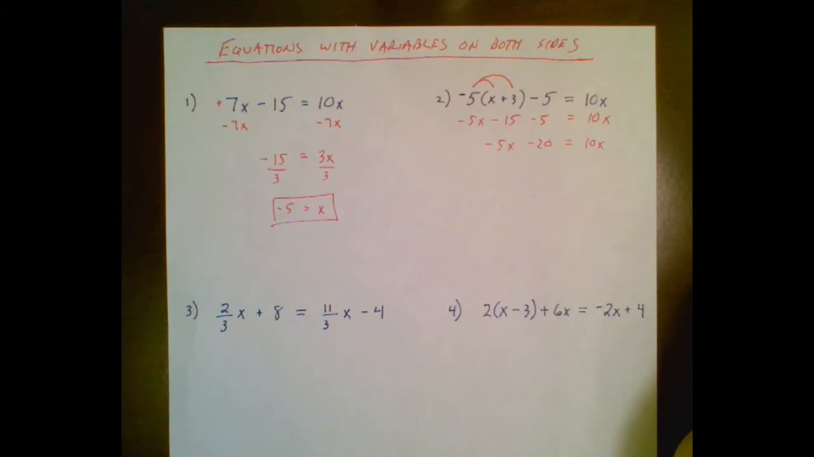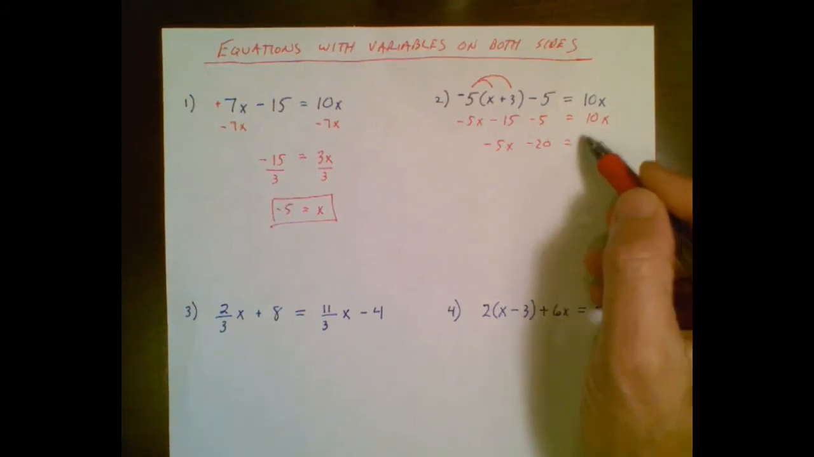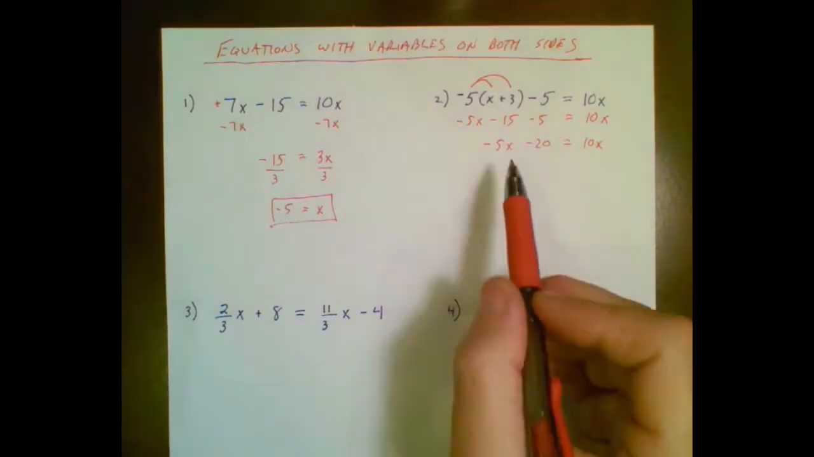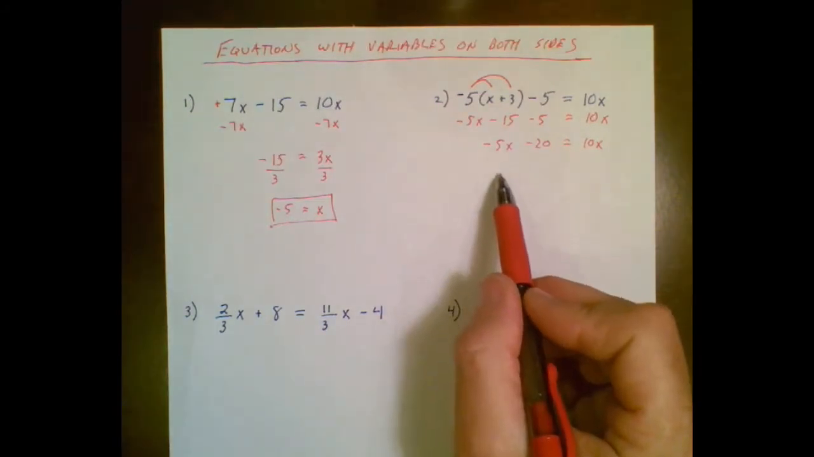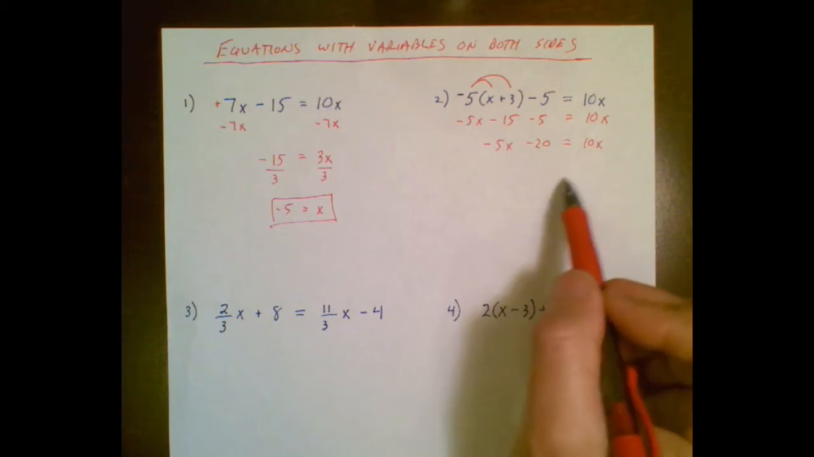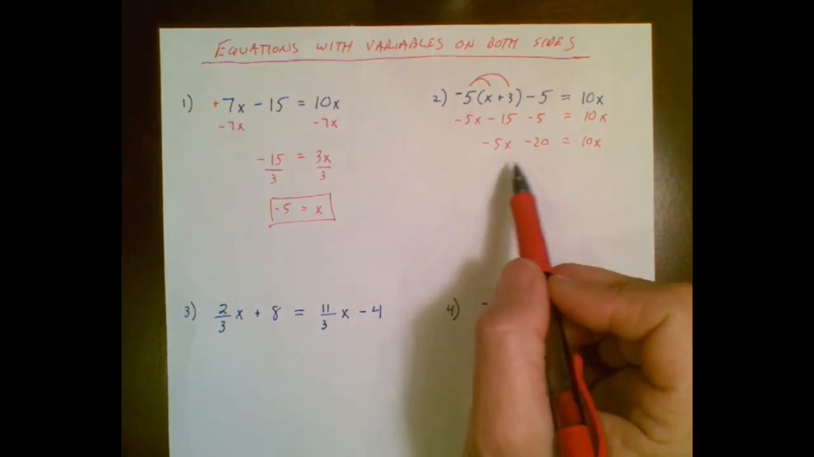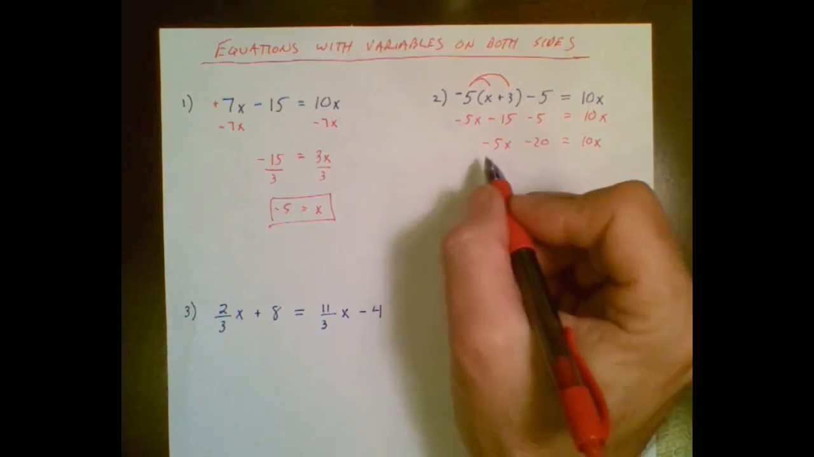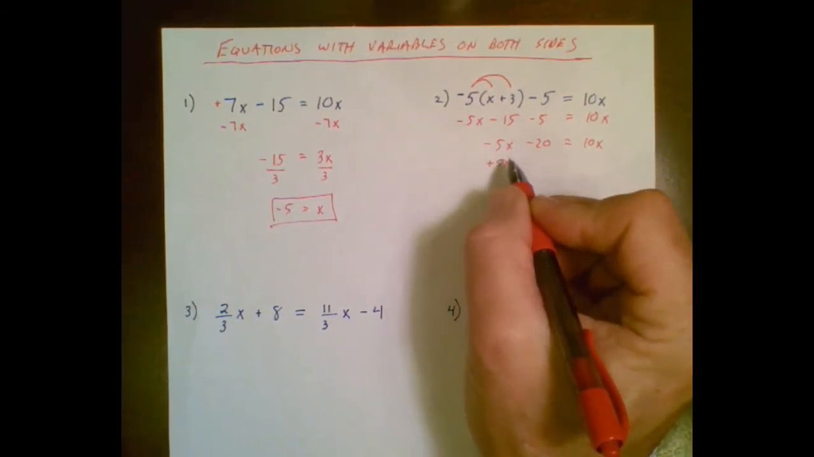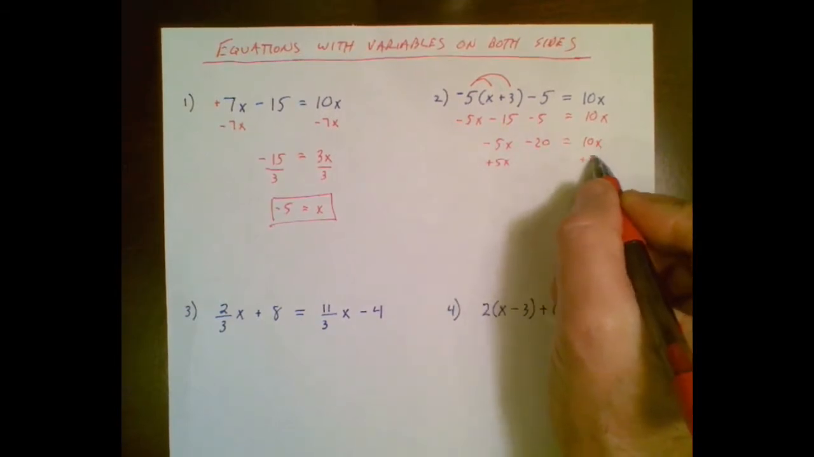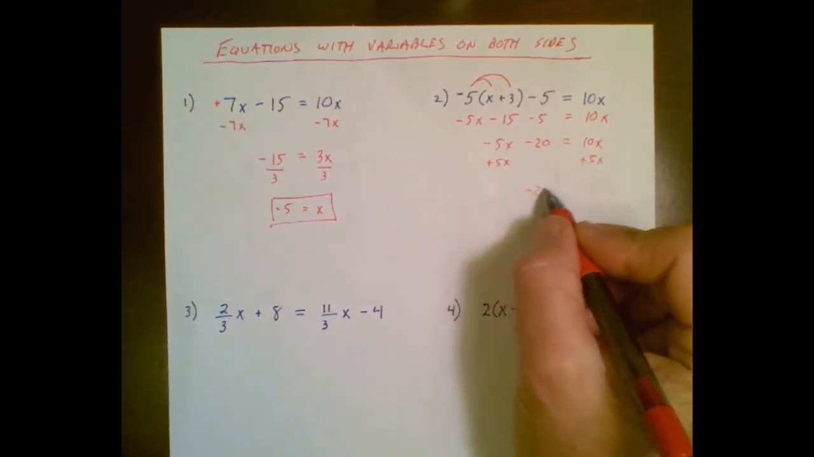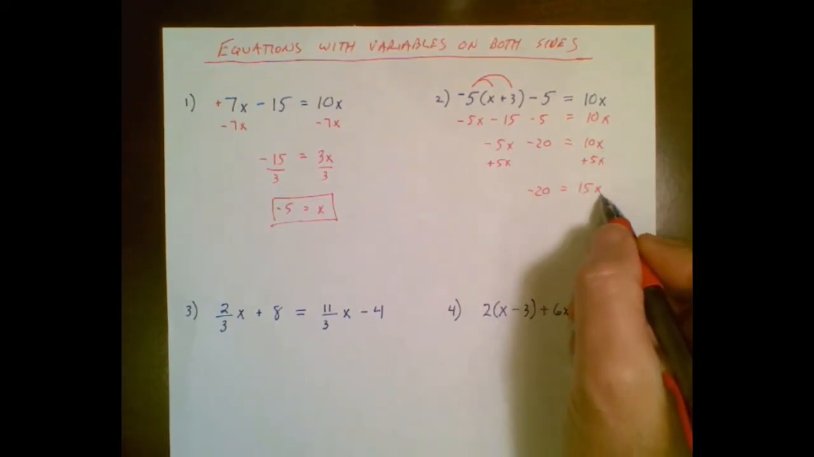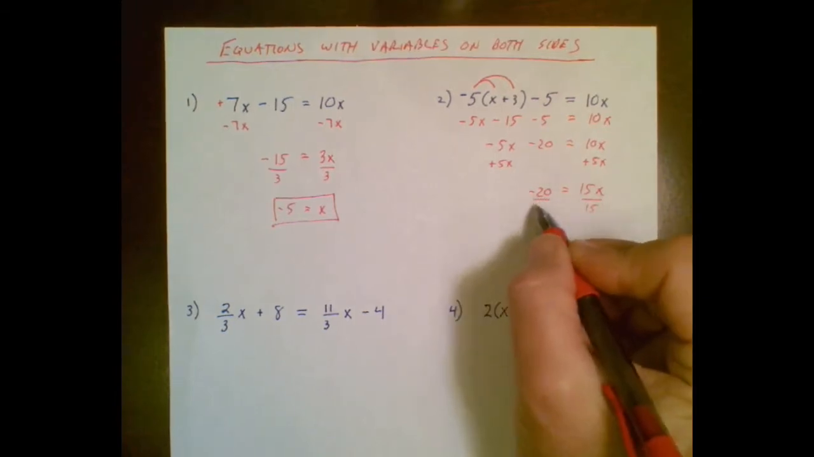Keep in mind my goal is to get x by itself. If I have some x's on the right and some x's on the left, that's not going to work. So I either have to move this -5x over there or this 10x over here. Well, I don't want to bring more stuff over by the -20. X wants to get away from the other stuff. So I add 5x to make this guy move. I have to do the same thing to both sides. And now I get a -20 equals 15x. To get x by itself, I divide each side by 15.